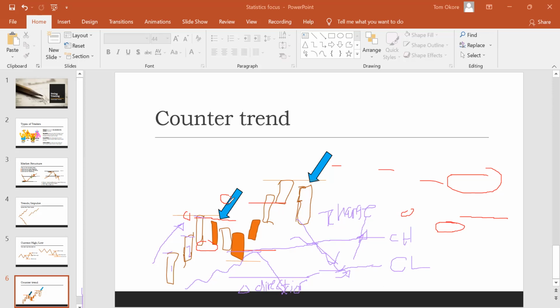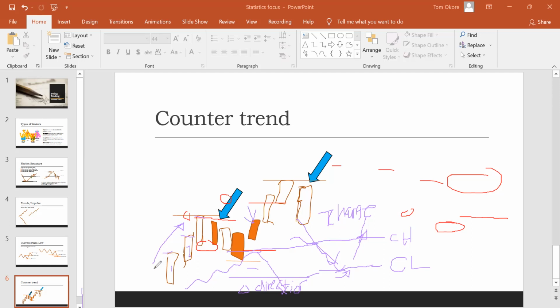Now that is significant. It will come in very, very handy, okay? So then the next candle starts going down. The next one goes down. And then the next candle, does it go lower? No, it doesn't go lower. Instead, it has gone higher. So this can also be a counter trend candle, okay?